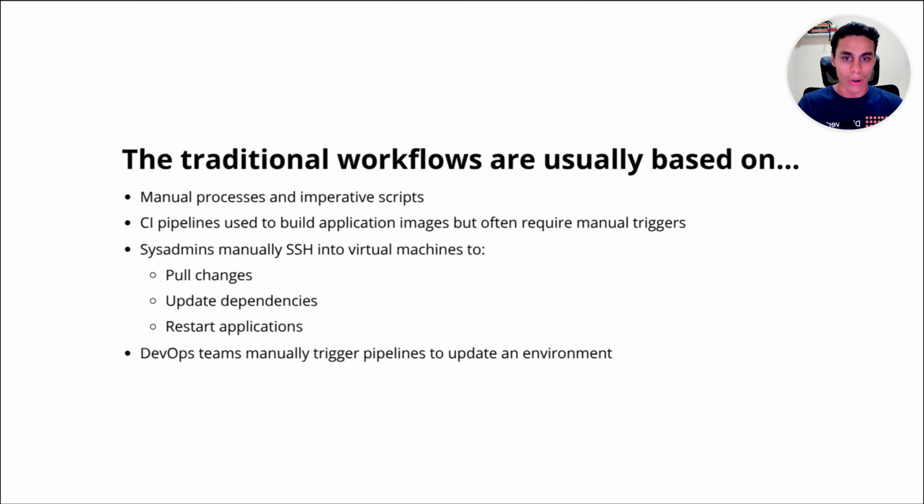And the traditional workflows are usually based on imperative scripts, which are step-by-step instructions to configure an application and get it to the desired state. In the best case scenario, there is a pipeline that automates some parts of the CI/CD process, but they usually require a manual trigger. But even today, many sysadmins still do this manually, and DevOps manually trigger pipelines to update an environment.